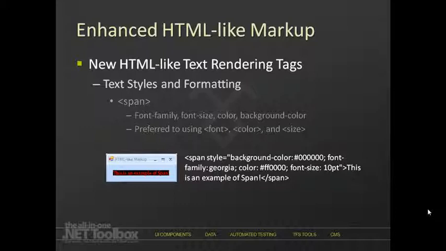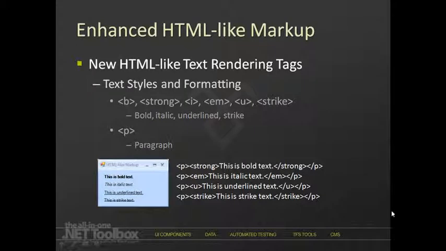And here down at the bottom, you can see a quick example. There's a screenshot of a label actually using the span tag. And here's the code that was used to display that label. We've also added a couple more tags for text styles and formatting, such as the bold tag, the italic tag, underlined and strike tags, and we've also added support for the paragraph tag.